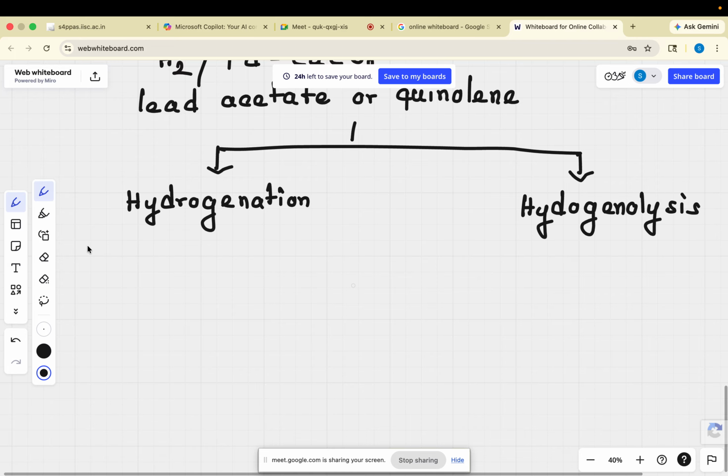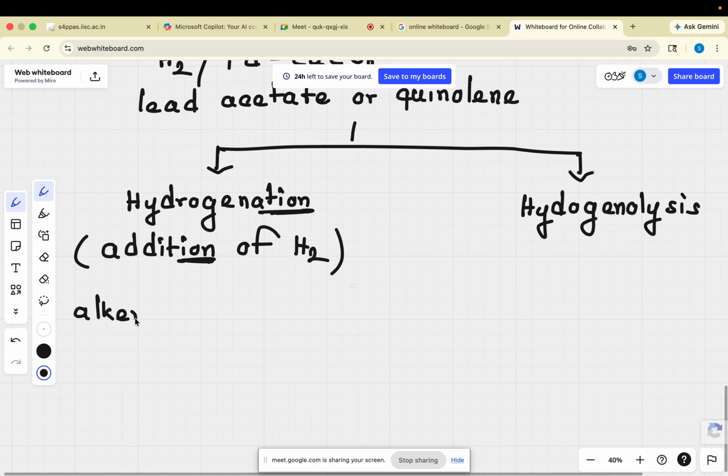Okay, so what is hydrogenation? Hydrogenation means addition of hydrogen. See here you have an ion, here also you have an ion. So hydrogenation always means addition of hydrogen. And if you add hydrogen, what will happen? The alkene, or suppose you have alkyne, those compounds will be converted into alkane compounds. If I talk about hydrogenolysis, at that time write down cleavage of bonds.